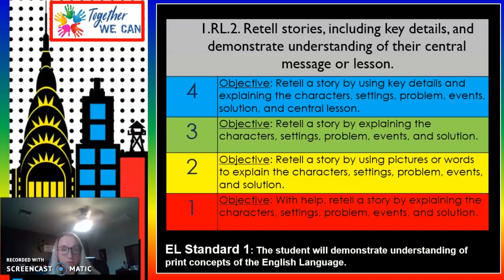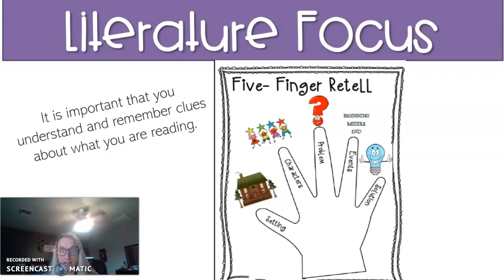Our objective for this week is to retell stories, including key details, and demonstrate understanding of their central message or lesson. So basically what we're going to do is retell a story with as many of the key details as we can. One of the ways to do our retell is to use our fingers. We're going to have 5 fingers to help us do a retell. These 5 fingers represent each separate piece.